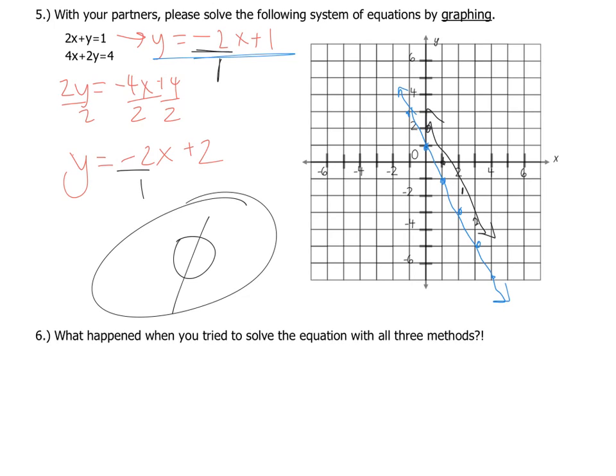Number 6 is what happened when we tried to solve the equation with all three methods. What you'll notice is on the first method, substitution, there wasn't a 2 attached to the x, so we're going to ignore that one. But let's talk about the elimination and the graphing. So the graphing, it never crossed, and the elimination was no solution. So all of them, there was no solution.